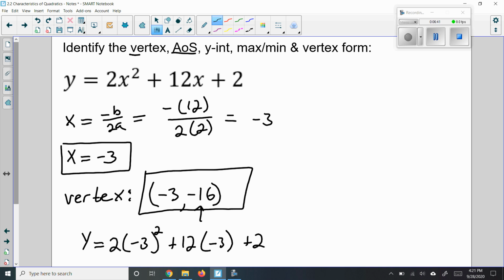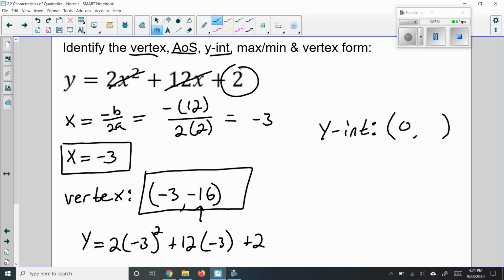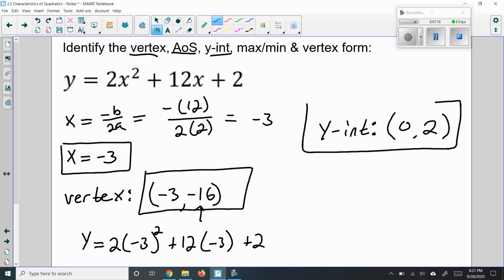Okay, so we have the vertex, we have the axis of symmetry. To find the y-intercept, well, that's the point 0, something. Well, if x is 0, 2 times this is 0, 12 times this is 0, so these both go away. And so this right here is our y-intercept. So 0, 2 is the y-intercept.